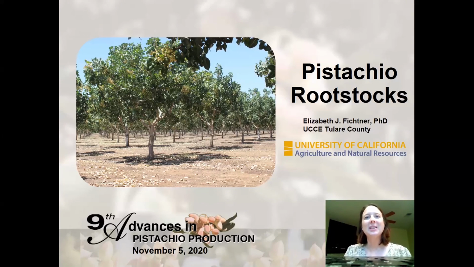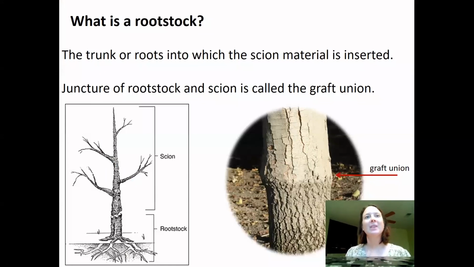Hi, my name is Elizabeth Fitchner, and I am a farm advisor with UC Cooperative Extension in Tulare County. My talk today will be about pistachio rootstock. First, we'll start from the very beginning, and that would be, what is a rootstock? Well, a rootstock is the trunk or the roots into which the scion material is inserted. The juncture of the rootstock and the scion is what is known as the graft union.